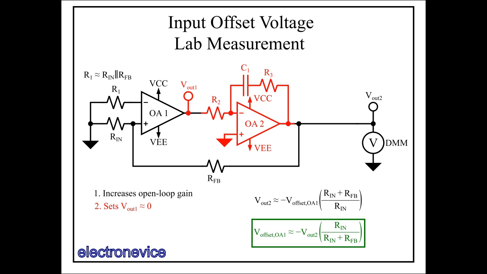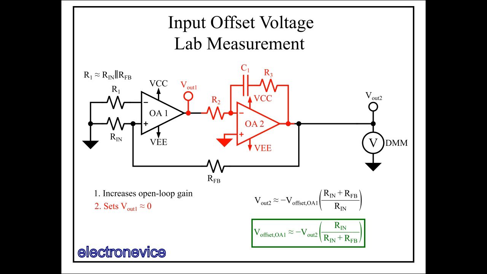Secondly, it keeps the output of OA1 very close to ground. This is important because the input offset voltage of an op-amp is usually defined as the differential voltage required to produce an output voltage of halfway between its two power rails. When the two rails are set to equal magnitude but opposite signs, as in a standard dual op-amp configuration, then this halfway point is ground. Moving the output voltage significantly away from ground usually changes the input offset voltage somewhat, and so it's important to keep it close to ground.